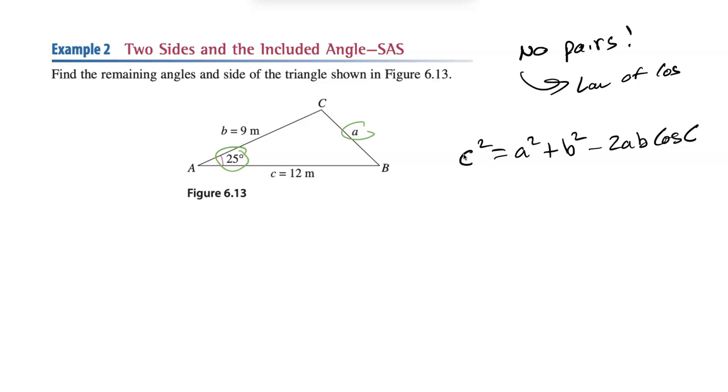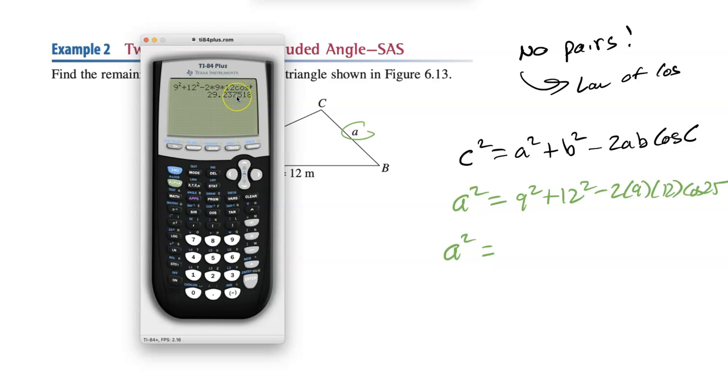So I'm going to put a squared equals 9 squared plus 12 squared minus 2 times 9 times 12, and then cosine of the angle you have, 25. Whatever thing you're looking for, that goes for c, and then the rest doesn't matter. Just fill it in for a and b, because you're multiplying them all. You just put it all into your calculator, and you get 29.2. I just have to square root it.